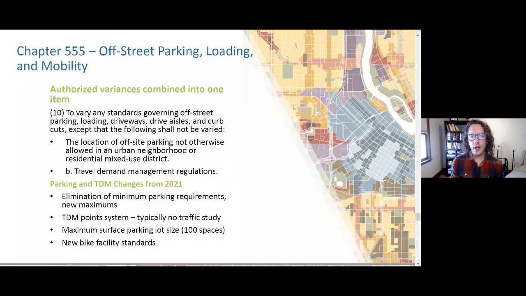Finally, I want to point out that authorized variances for parking, loading, and mobility standards have all been combined into one authorized variance that captures most elements in the chapter, save for the two items noted here about location of offsite parking and our TDM regulations. We also want to make sure to quickly note that we've mentioned a couple times that there's been a major overhaul to parking and TDM regulations that happened a couple years ago. I think most folks are aware of that, but I do encourage you to review those highlighted items here on this slide if you're not already familiar. Okay, back to Jason.